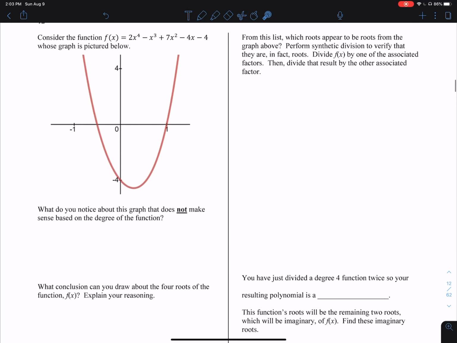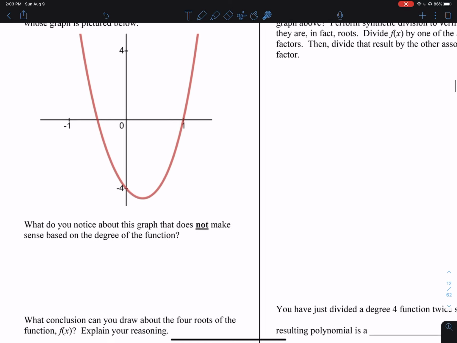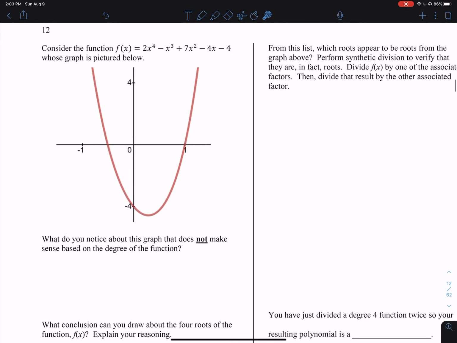Let's do another. Consider the function f of x equals 2x to the fourth minus x cubed plus 7x squared minus 4x minus 4, whose graph is pictured below. What do you notice about this graph that does not make sense based upon the degree of the function? The previous question was what makes sense? What doesn't make sense about this?